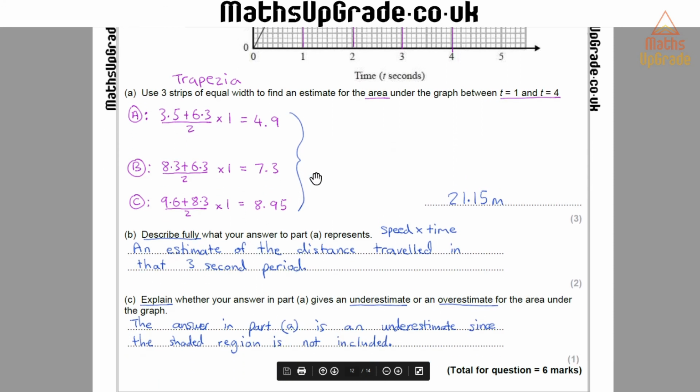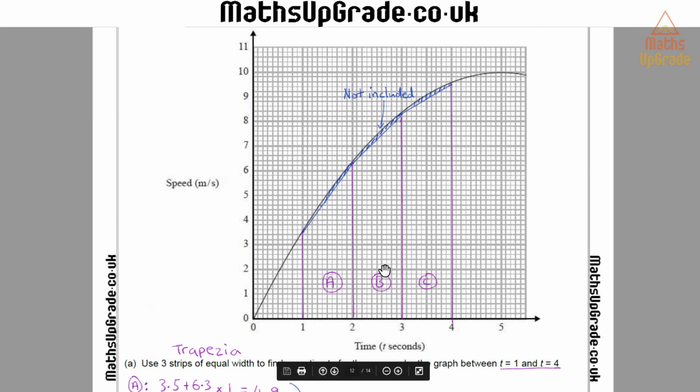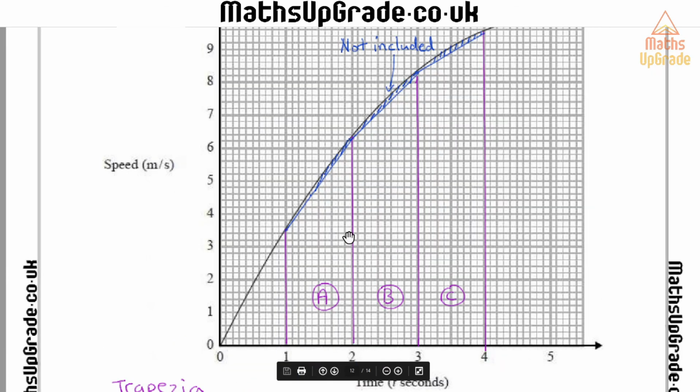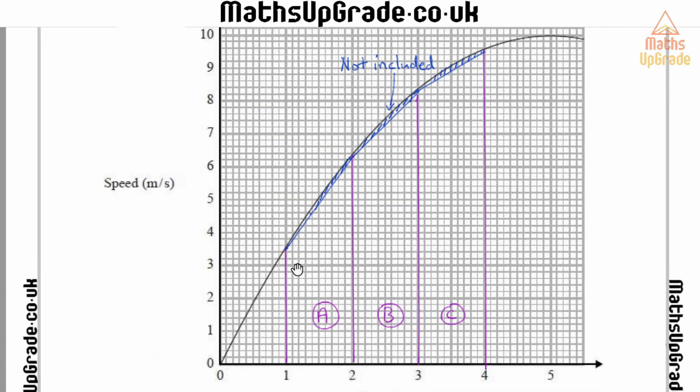Part C. The last mark in this 6-mark question. Explain whether the answer in part A gives an underestimate or an overestimate for the area under the graph. Well, the answer in part A is actually an underestimate. The reason being, when I'm using trapezia on this graph here in particular, I find the area underneath that section there for A. That doesn't include this area which I've shaded in blue, right? So my area which I've calculated here is actually slightly too low.